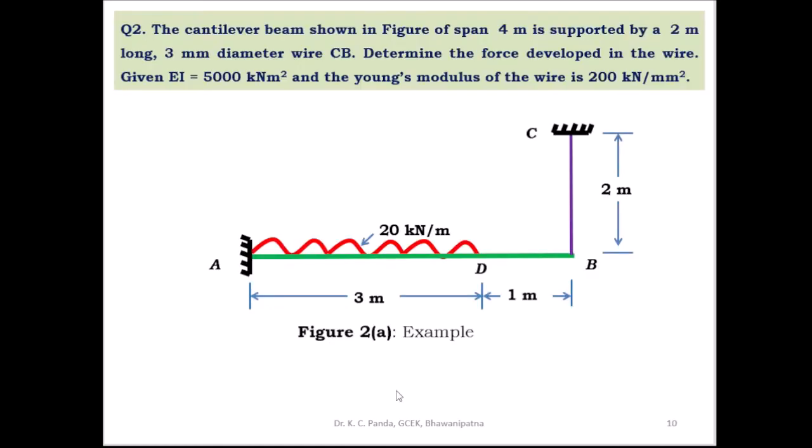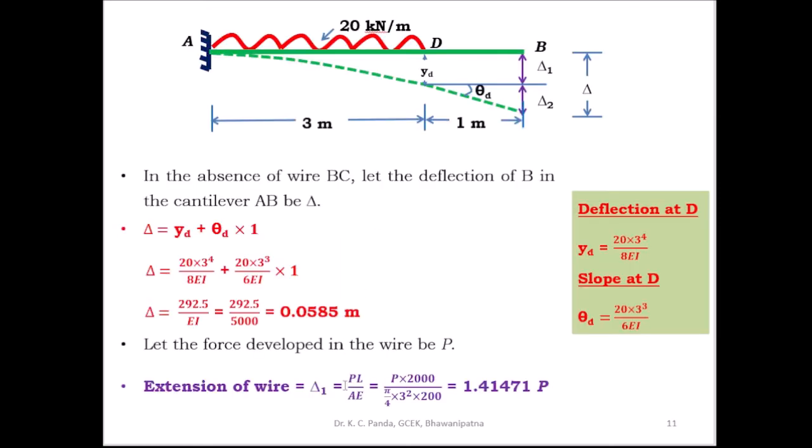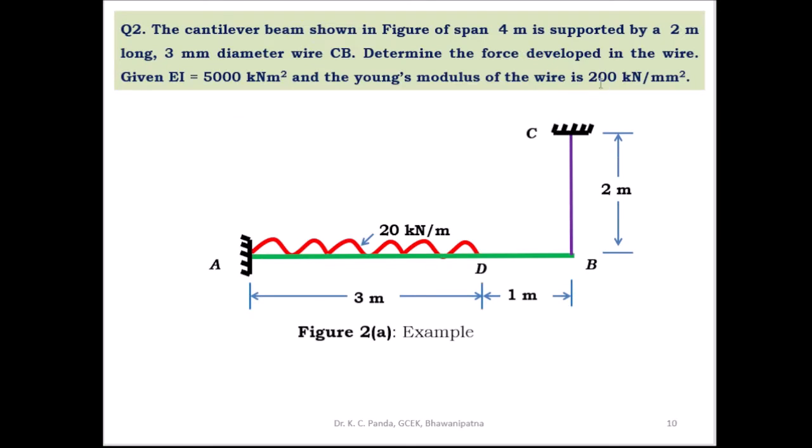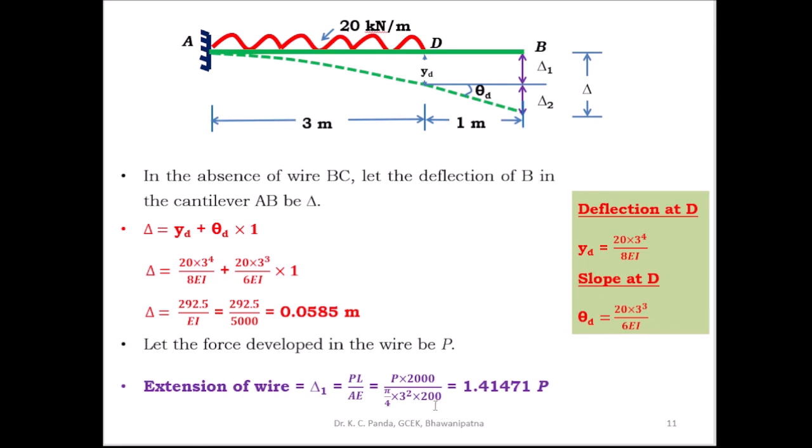Then the diameter of the wire is given 3 mm. So here you have to take the area pi by 4 into 3 square. The modulus of the wire is given 200 kilonewton by mm square, so you put E is equal to 200. So delta 1 is equal to P into 2000 divided by pi by 4 into 3 square into 200. After simplification, delta 1 is equal to 1.41471 P. So this is the extension of the wire, but you don't yet know the force in the wire.